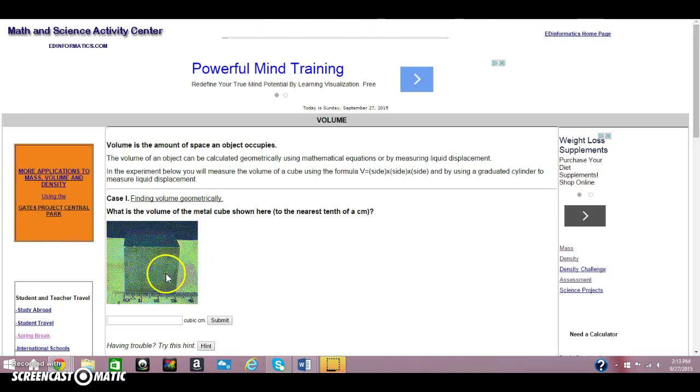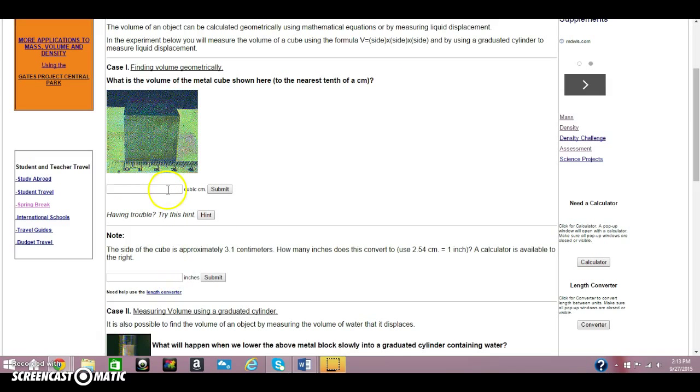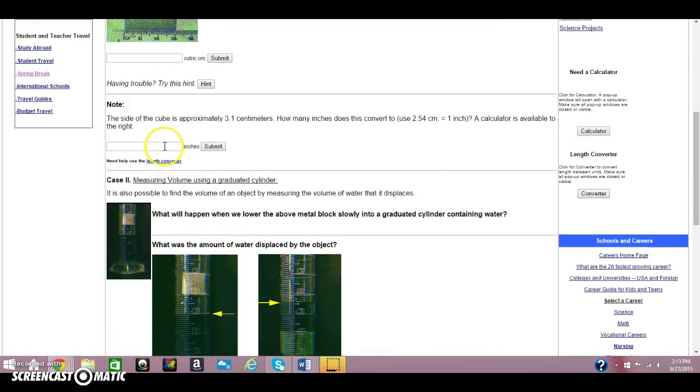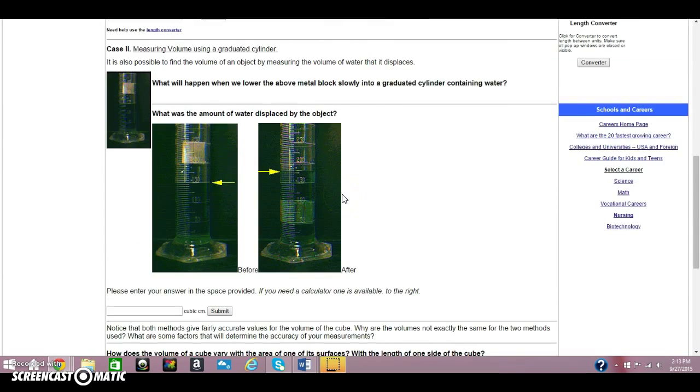Here you're going to do the same thing. You're going to look at the measurements to the nearest 10th of a centimeter. Put it right there. Do the same thing with the information here. Here's the calculator button. And then the next one, we're talking about water displacement. You can use this to calculate the amount of volume in an object. So you can subtract whatever this number is to this number, 150.